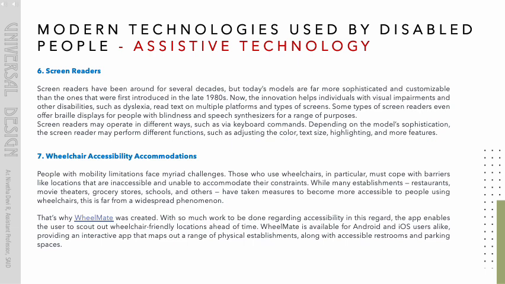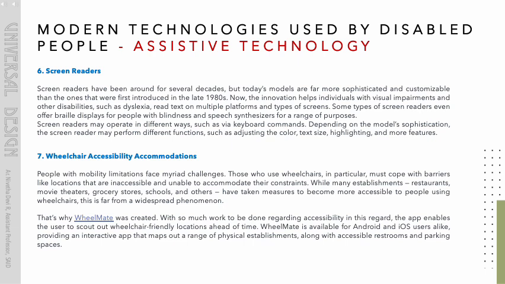Some types of screen readers even offer braille displays for people with blindness and speech synthesizers for a range of purposes. Screen readers may operate in different ways, such as via keyboard commands. Depending on the model's sophistication, the screen reader may perform different functions, such as adjusting the color, text size, highlighting, and more features.